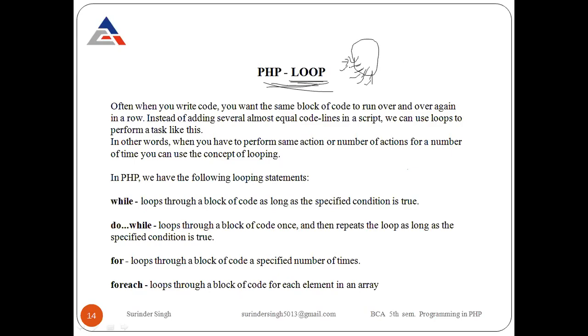When one cycle executes, these actions are executed once, and on the second cycle these actions will be performed again. You can perform the same actions a number of times. Number of times means whenever your loop executes, it will perform these actions. Now see, when you write code, you may want the same block of code to run over and over again in a row, in a sequence, instead of adding several almost equal code lines in a script. Clear?